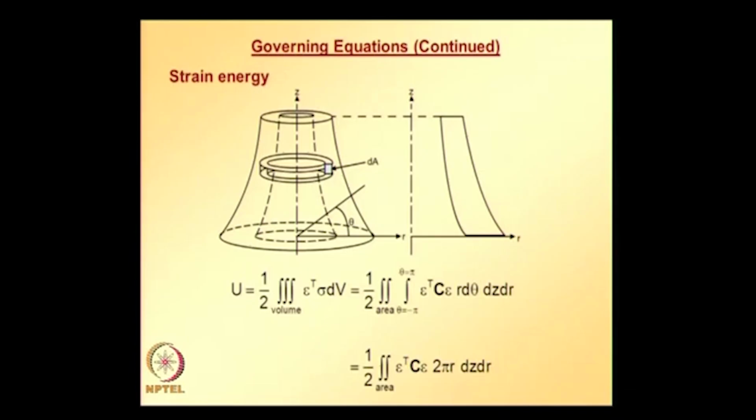So, strain energy is given by this half volume integral of epsilon transpose sigma, and since we are dealing with axisymmetric problems, we can integrate this with respect to theta going from minus pi to pi, and when we do that, this strain energy becomes an area integral or surface integral.